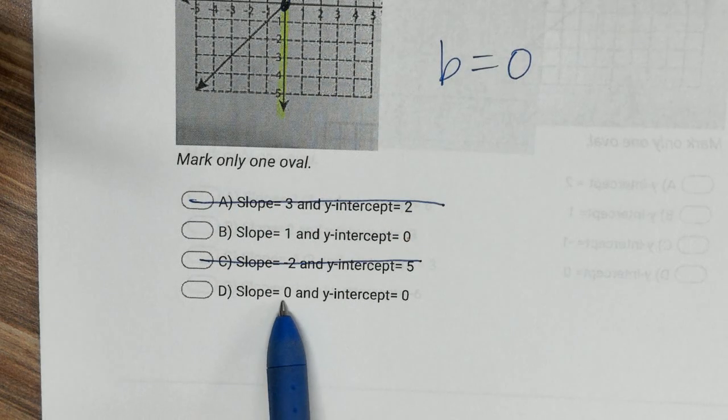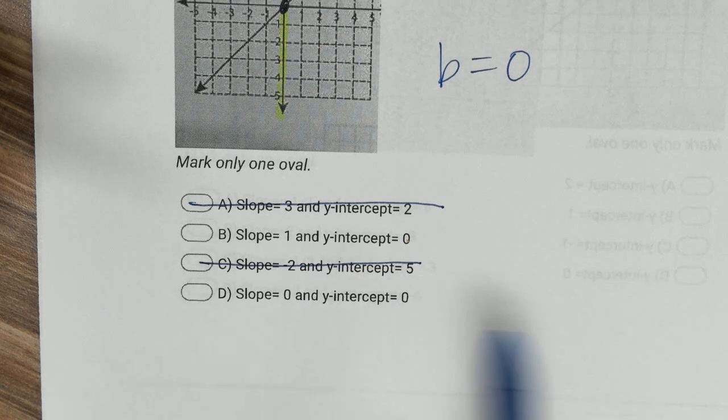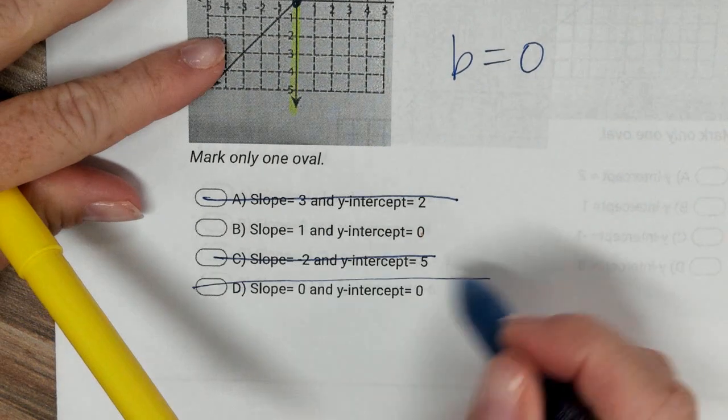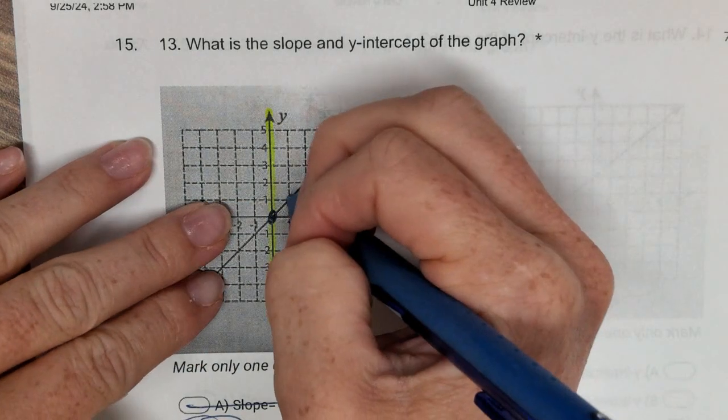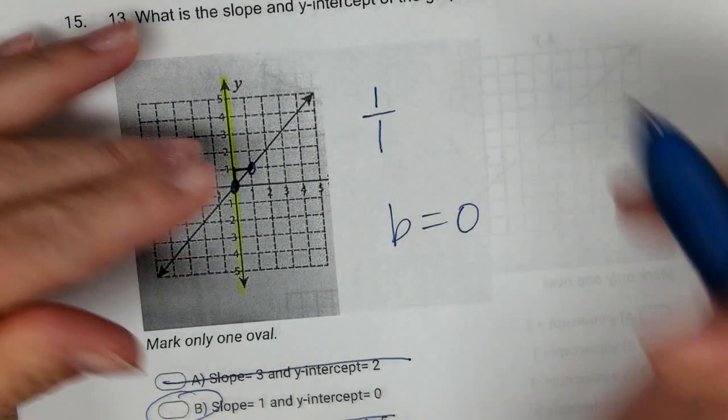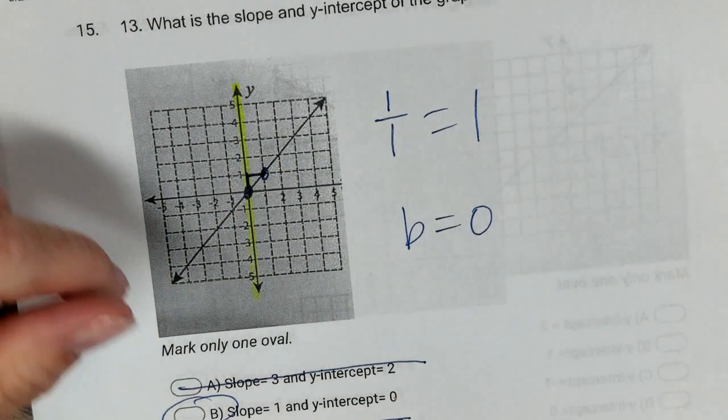Look at D. What does it say the slope is? What does the slope of 0 look like? A horizontal line. Is this a horizontal line? So it has to be what? But let's look at it. I pick 2 dots. My rise is 1. My run is 1. And that simplifies to 1.